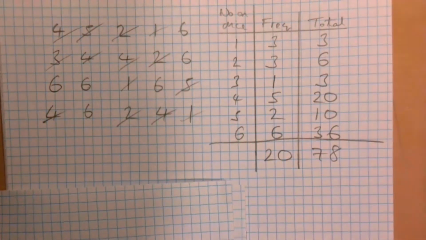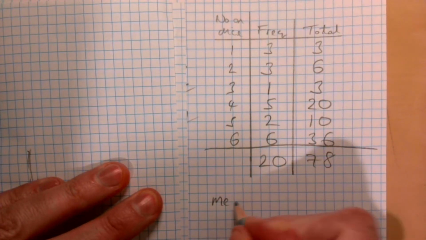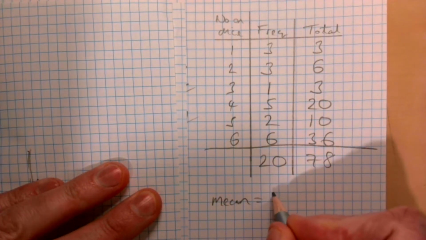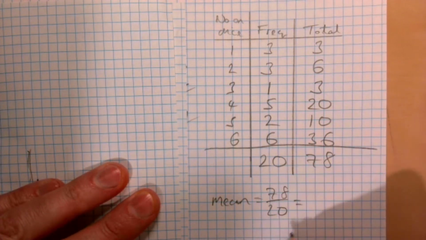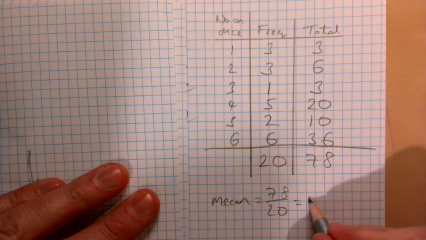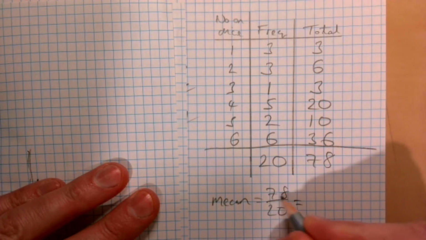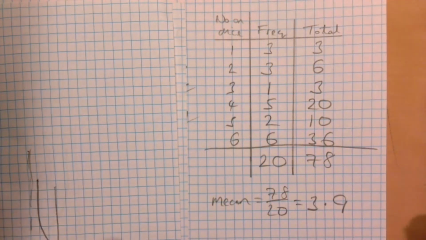We divide by how many numbers there are, and we can do our sums from there. So our mean is going to be 78 divided by 20. You could just use a calculator for that. I think it's going to give 3.9, or if you wanted to cancel down the fraction, go 3 and 18 twentieths, and 3 and 9 tenths, so you get 3.9 then for your mean.